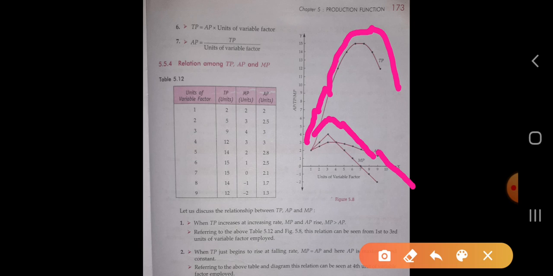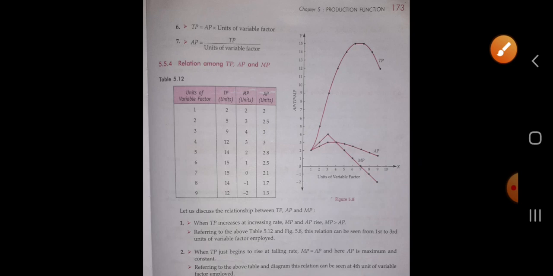In the case of AP, it rises, but it is less than the MP. And the second condition, MP equals AP. After that AP will always be falling, but it will never become negative or 0. AP will always be positive, while MP becomes positive and then 0, and after that it becomes negative. Okay, so it is the relation between the TP, AP and MP.